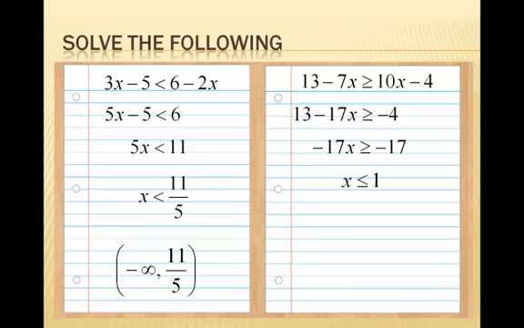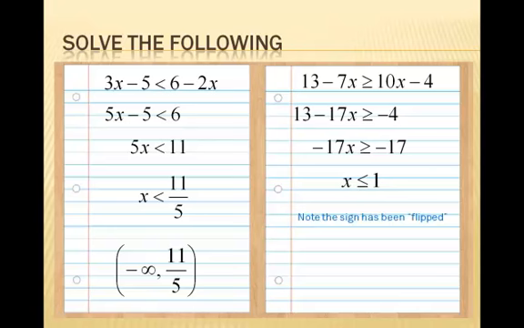Now be careful. Notice how we're dividing by a negative number. That's that special rule that says, okay, let's go ahead and flip the sign in addition to just doing the division. So what this will give us is that x is less than or equal to a positive 1, since negative 17 divided by negative 17 is a positive 1. And there you go. That is my solution.